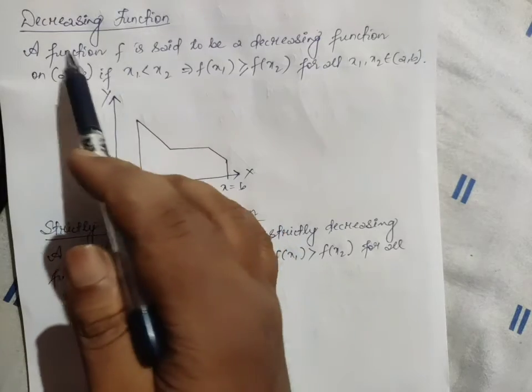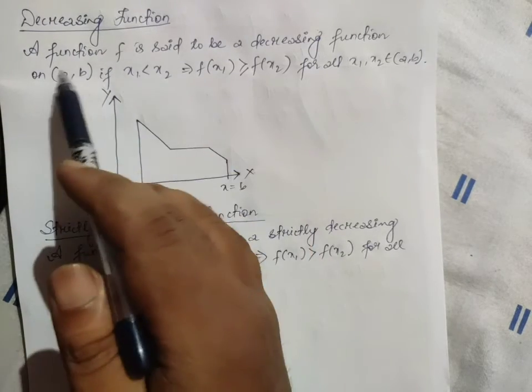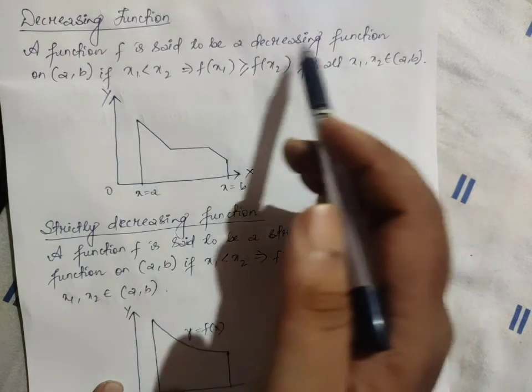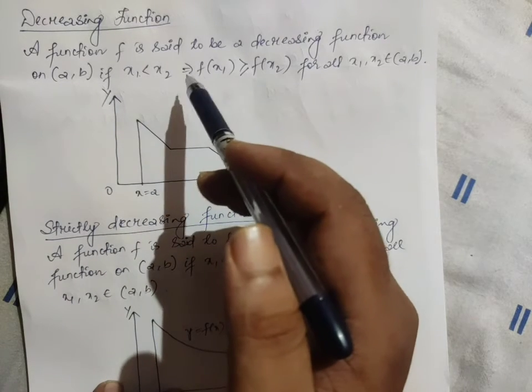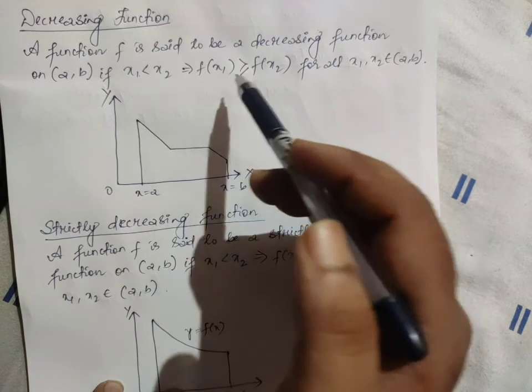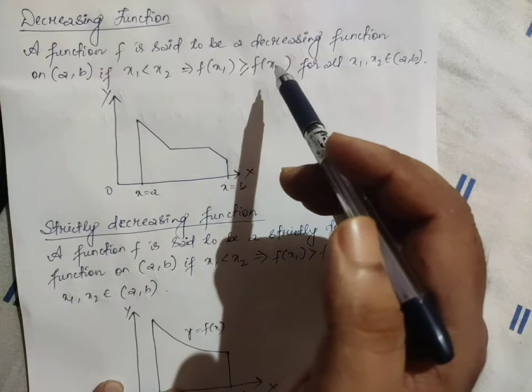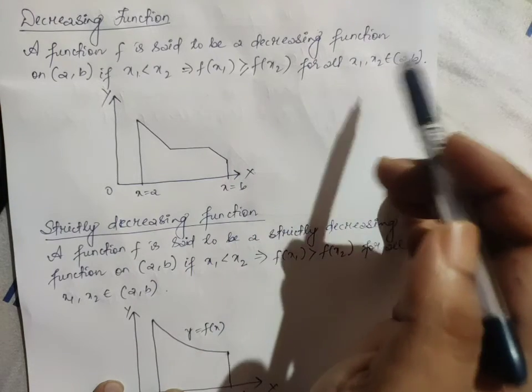Now let us study about decreasing function. A function f is said to be a decreasing function on open interval (a, b) if x1 is less than x2, which implies that f of x1 is greater than or equal to f of x2 for all x1, x2 belongs to (a, b). Now what does it mean?